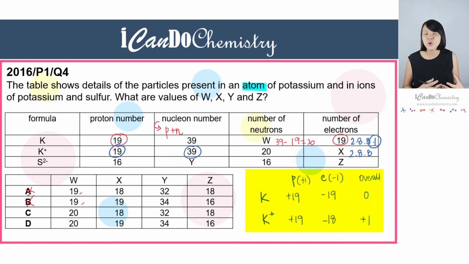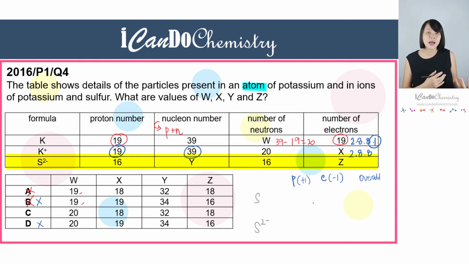This is another way for you to work out the number of electrons if you do not want to use the electronic configuration method, which we went through just now. So from here, we know that X must be 18. So with that, we know that option B and option D must be incorrect. And now we are left with C. Now for MCQ, I would recommend that you look into all options and double confirm that you are correct, in case you make careless mistakes. So let's check if C is definitely the correct answer by checking the value of Y and Z.